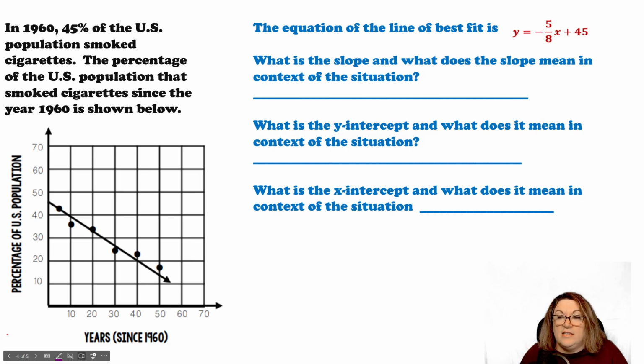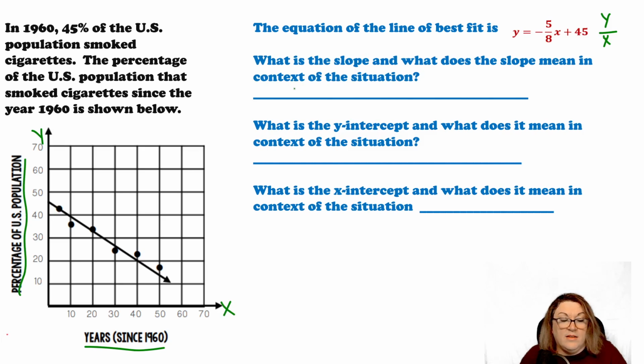Okay, so let's look at this slope. Remember, the slope is always the change in your y over the change in your x, right? So what is our y in this case? Our y-axis is over here, and that is the percentage of the population, right? What is our x? Well, our x is down here, which is years since 1960, okay? Now, what does that mean in the context of the situation? Well, since it's negative, we're talking about this slope here, okay?